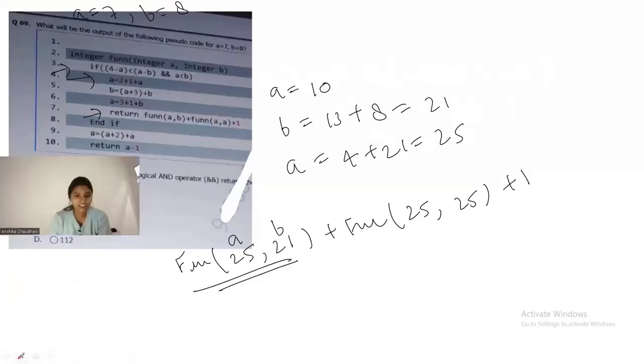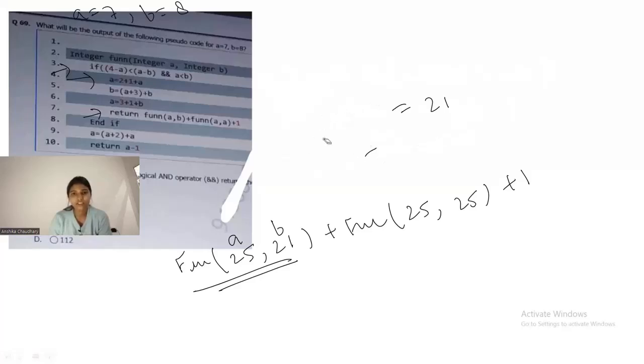Just a minute. Recursion questions are a little bit tricky, but if you know how to solve them, you will easily solve them, right? Just a minute. So this time you don't need to consider a value is 7 and b value is 8. Now the value has been updated to 25 and 21.